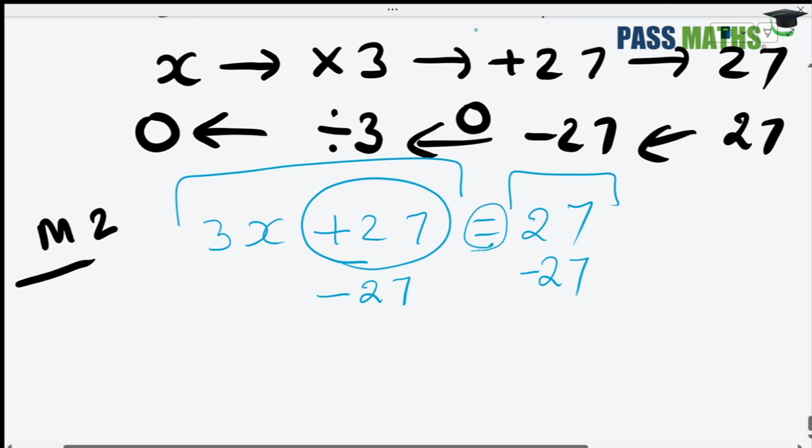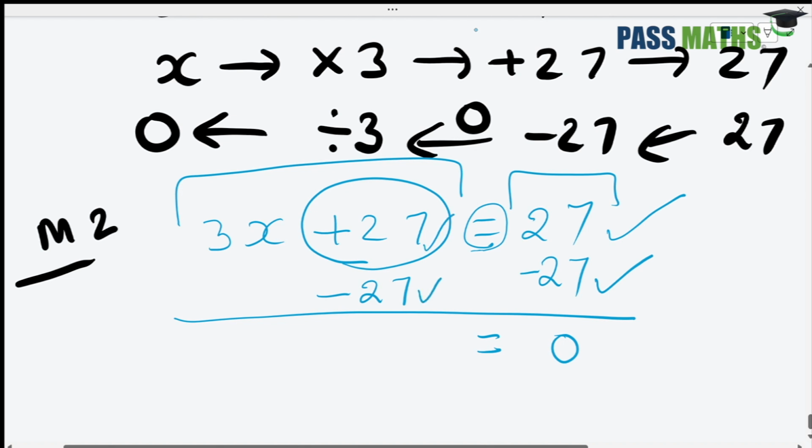So what we do to the one side, we do the same to the other side. So what do we get here? 27 take away 27 is 0, equal sign here. This 27 is 0. We don't have to write 3x. What does 3x mean? 3x means 3 times x.